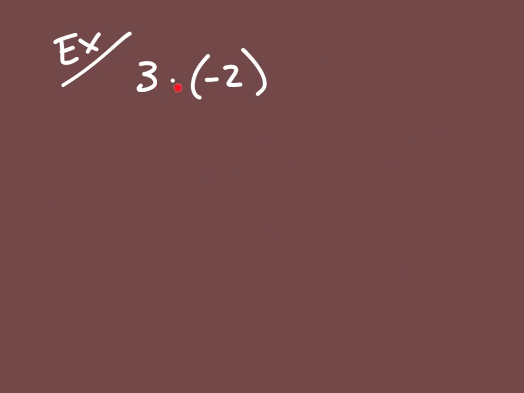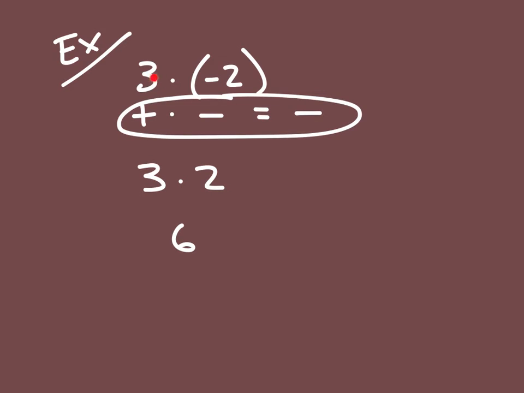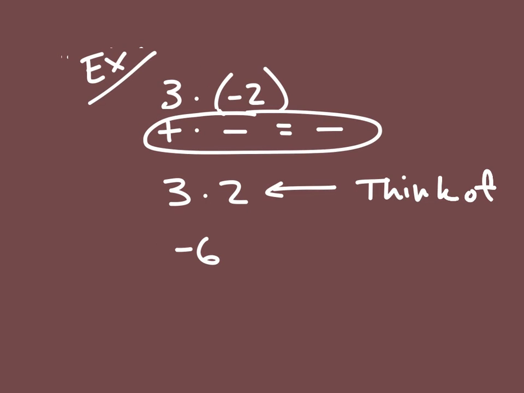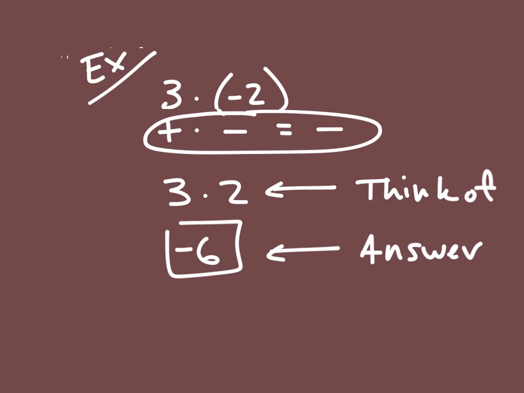The first one I want to do is 3 times negative 2. What I want to think about is this: if I have a positive times a negative, the result is going to be negative. So I really just want to look at 3 times 2. If I just look at 3 times 2, that gives me a positive 6. But because of our rule here, because we are operating with positive and negative numbers, I know that my final answer is going to be a negative 6. So this is what we think of, but then this is our answer to our problem, and that's what we want to make sure that we do.